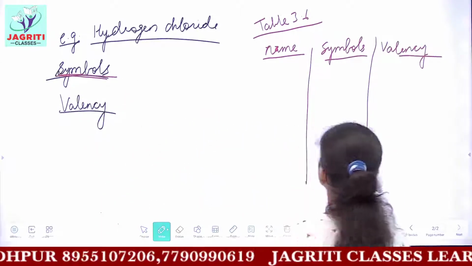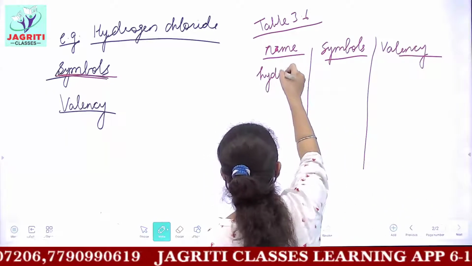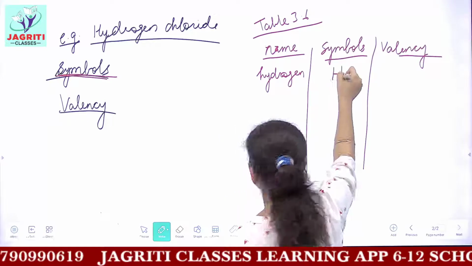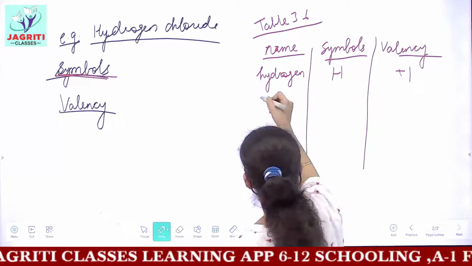So let's suppose the name would be hydrogen. The symbol of hydrogen is capital H. Then we have, let's say, calcium.